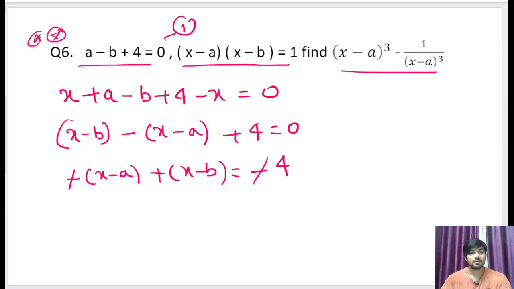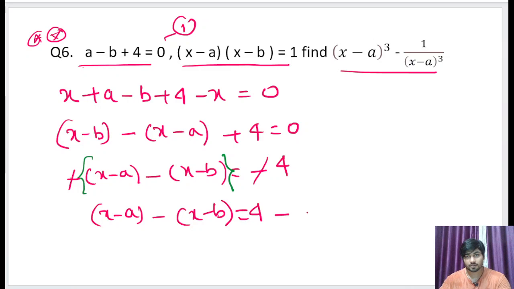What is the mistake that I have made here? See, I have taken the minus common. So when I take minus common, I should put a bracket here, so this plus sign will change into minus. Then only this minus and this minus will multiply and make plus. So here the bracket closes. What I have remaining is x minus a minus of x minus b is equal to 4. This is again my equation number 1. I have just simplified it, or arranged things according to what I need.